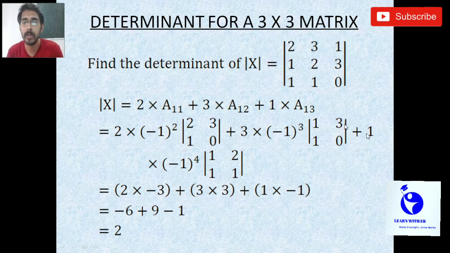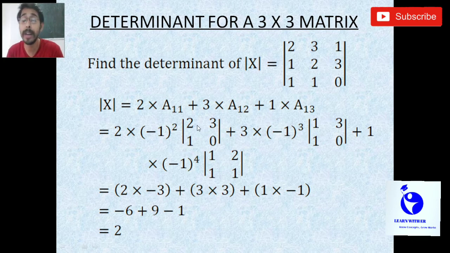Similarly, for the last one, the cofactor, first of all, we will take the minor, so this row and this column get eliminated, so 1, 2, 1, 1. And we are multiplying it with -1 to the power of its address, which is 1 and 3. So 1 plus 3 is 4. So like this, now we are finding out the determinant.